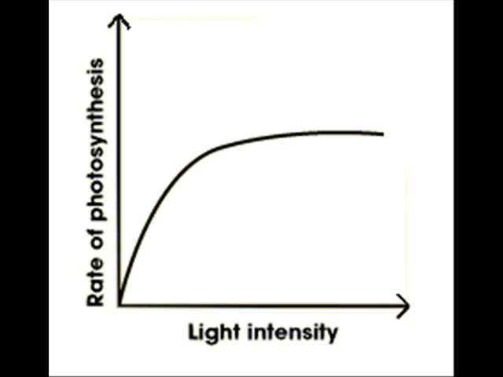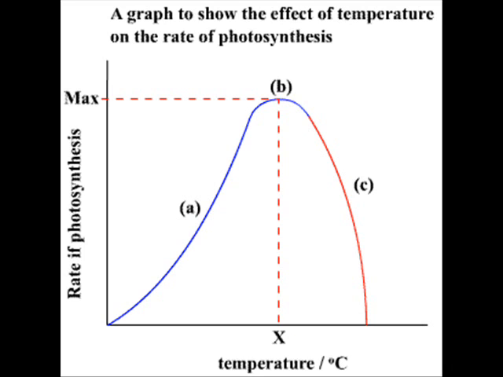As temperature increases, the rate of photosynthesis will also increase to a certain point. After that point, proteins will start to denature, causing them to break down. Thus, photosynthesis immediately shuts down.